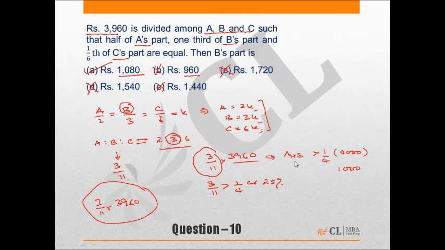Because if you remember your reciprocals, 1 by 11 is 9.09%, so 3 by 11 should be 27.27%. So my answer should be greater than 1,000. This should be good enough to get you the answer. Don't go for exact calculation till the question forces you to do so.